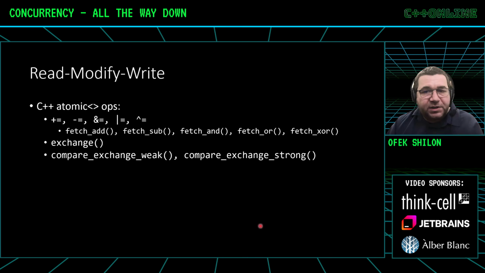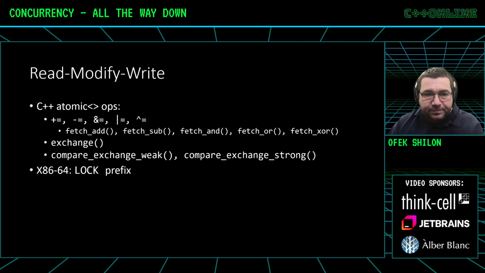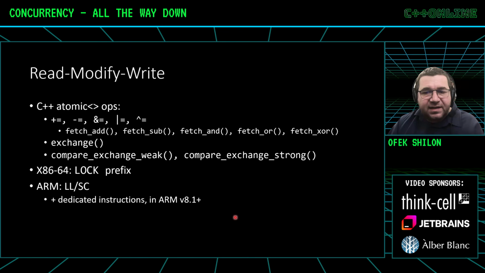Atomic exchange and atomic compare exchange in weak and strong flavors. We'll actually discuss these particular two in some detail and discuss the distinction between them. When you look at Intel assembly for atomic ops, you typically see a lock prefix, like lock add and lock exchange. And when you look at assembly, you typically, but not always, see pairs of special load store instructions that we'll discuss. And in newer ARM versions, you see some instructions dedicated to specific atomic operations.